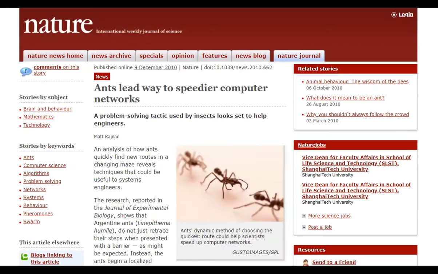And then studying ant biology can be of interest to computer scientists and engineers to help solve problems, right? Ants have been solving problems for millions of years. And we can learn about how they find food resources and apply that to our own technology.